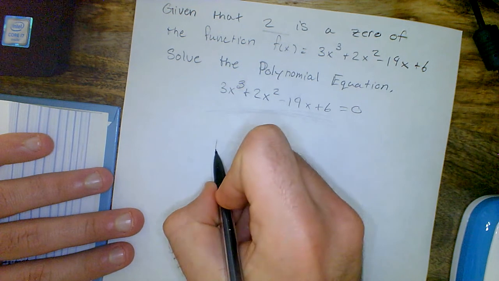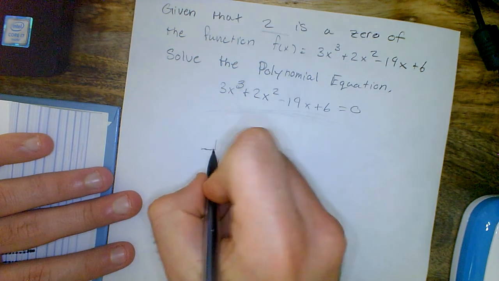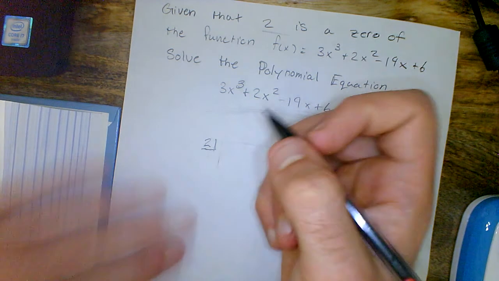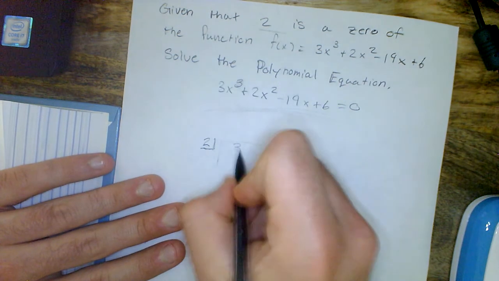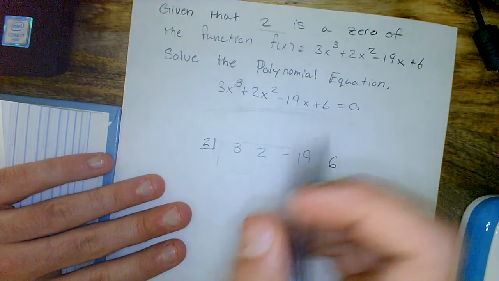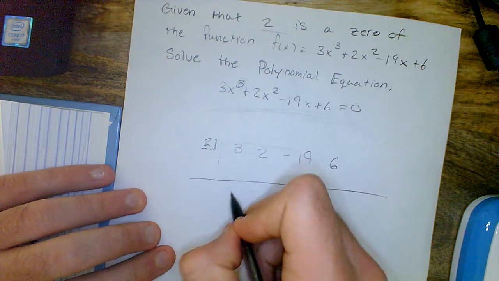Okay, so I use my synthetic division here, and I write the little box. So a is going to be 2. And we copy our coefficients down here. So we have a 3, a 2, a negative 19, and a 6.